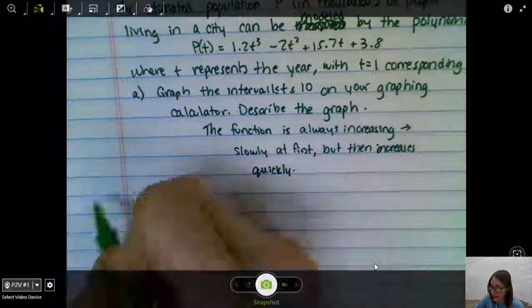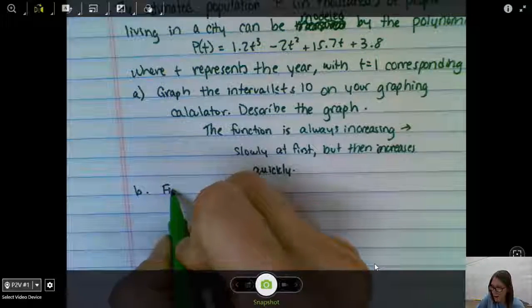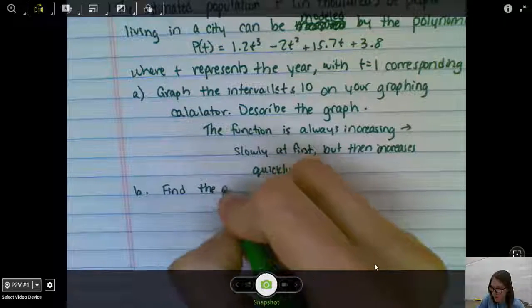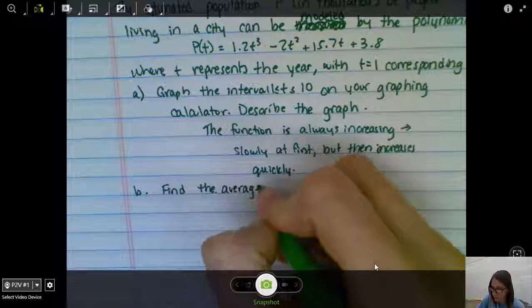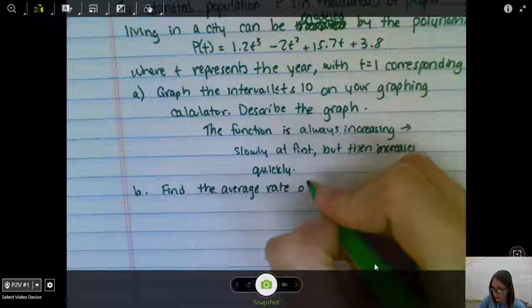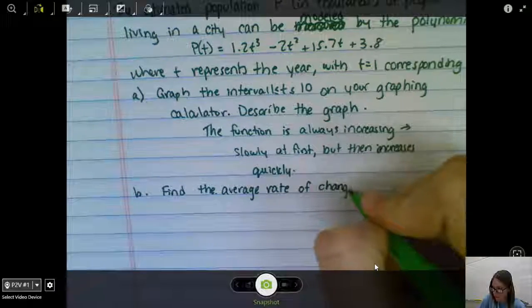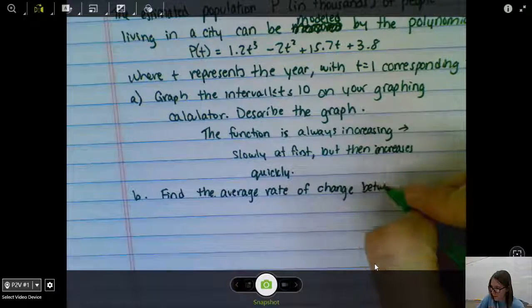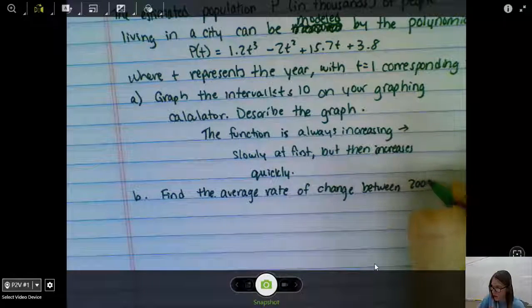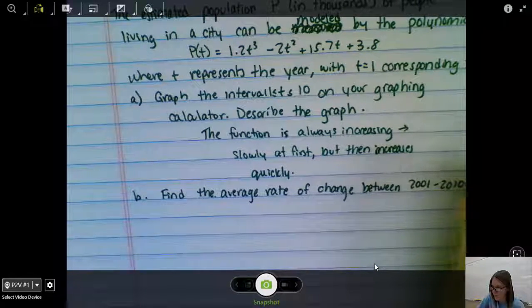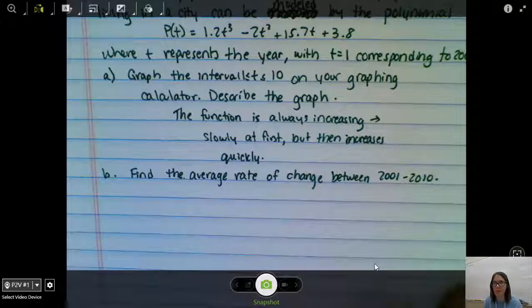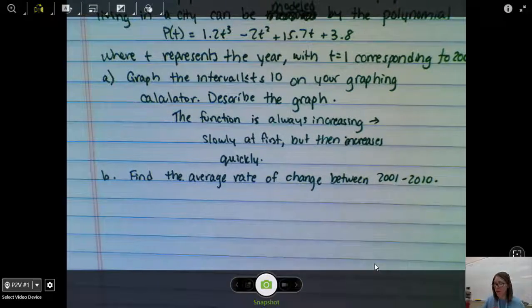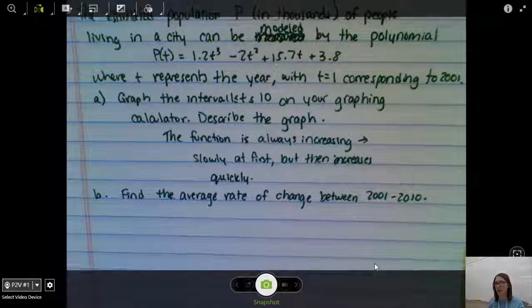Part B, same as our last one. Let's find the average rate of change between 2001 and 2010. Average rate of change, again, we're looking for our slope eventually. And this will tell us, just kind of in general, as an average, how much was our city growing by? How many people?